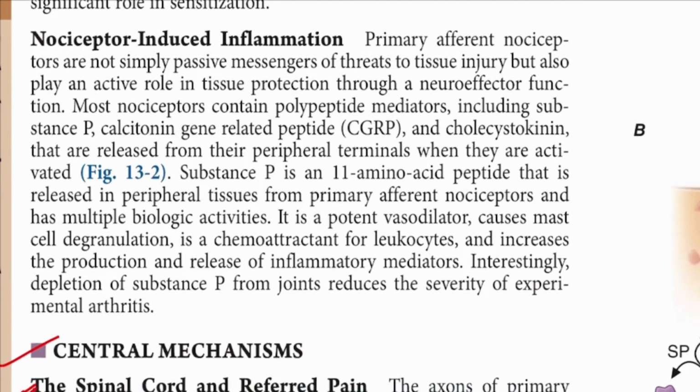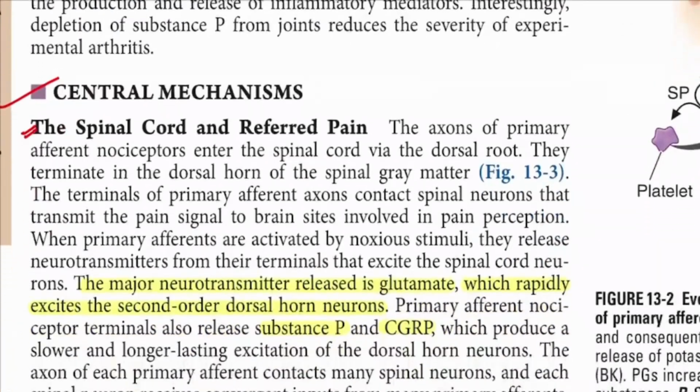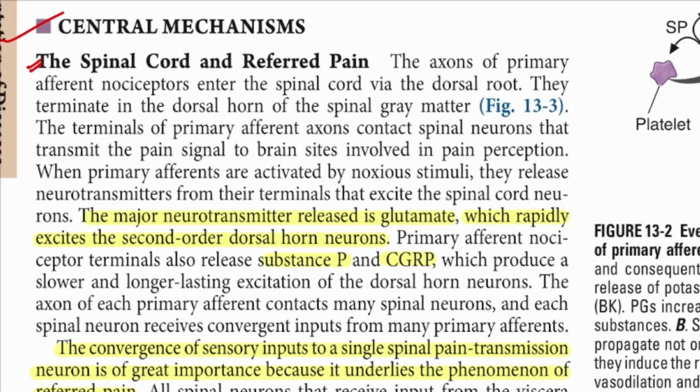Nociceptor induced inflammation, that is another topic. Calcitonin gene related peptide and cholecystokinin are involved in this, right? Substance P. We have understood the peripheral mechanisms of pain generation and transmission. Now we will come on to the central mechanisms. The spinal cord and referred pain, very important. See, what is referred pain?